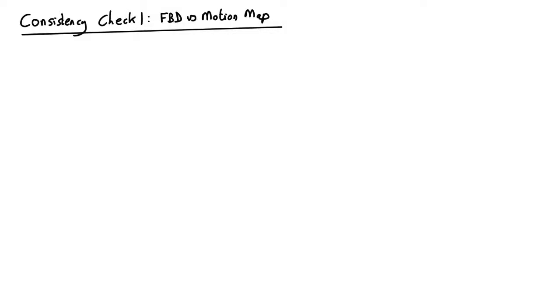Okay, so let's say you've done all your modelling, you've got your energy pie charts and your motion maps and your free body diagrams and all that. Having done all this, you can now apply some consistency checks to make sure that different parts of your models work together correctly. And I'm going to talk about 3 consistency checks.